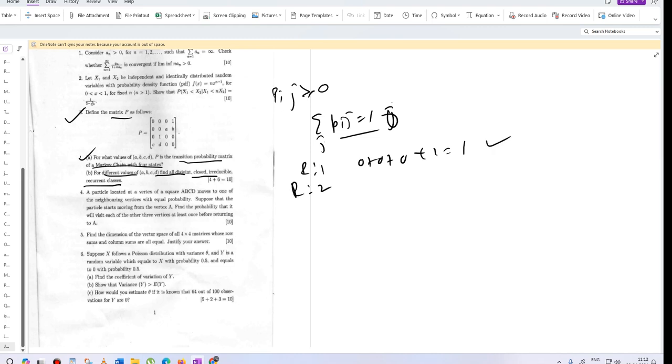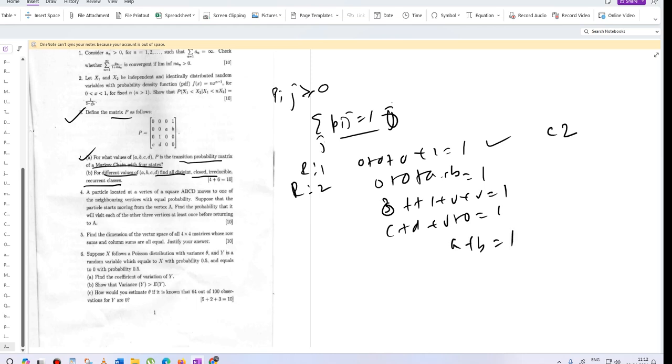For row 2, condition 2: 0 plus 0 plus a plus b, that should be 1. Then 0 plus 1 plus 0 plus 0, that is 1. And c plus d plus 0 plus 0 should also be 1. So we can solve it from this: a plus b equal to 1 and c plus d equal to 1. Additionally, all entries should be non-negative, so a, b, c, d are all greater than or equal to 0.